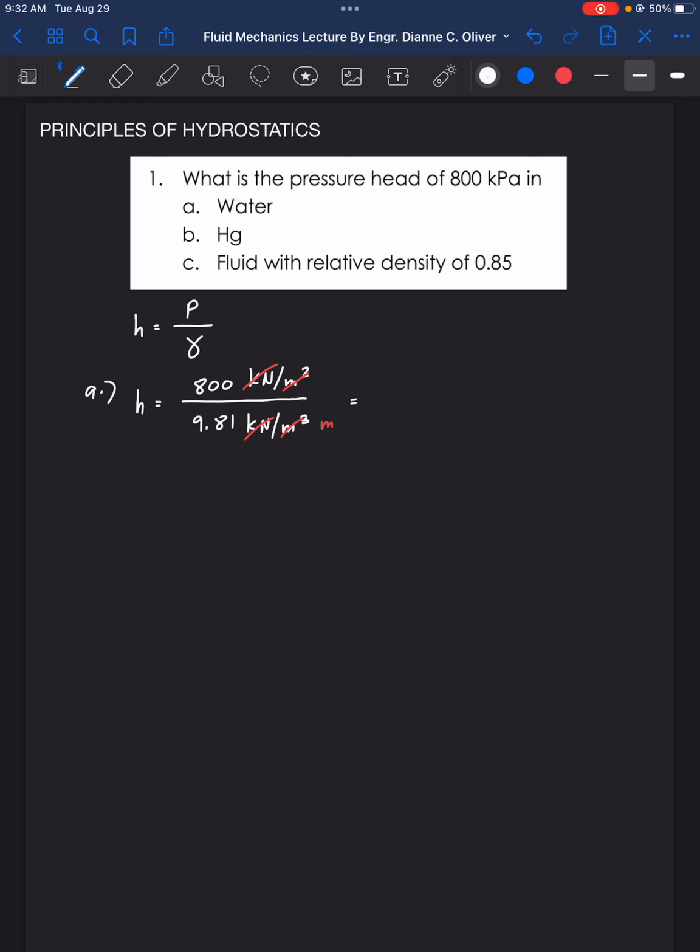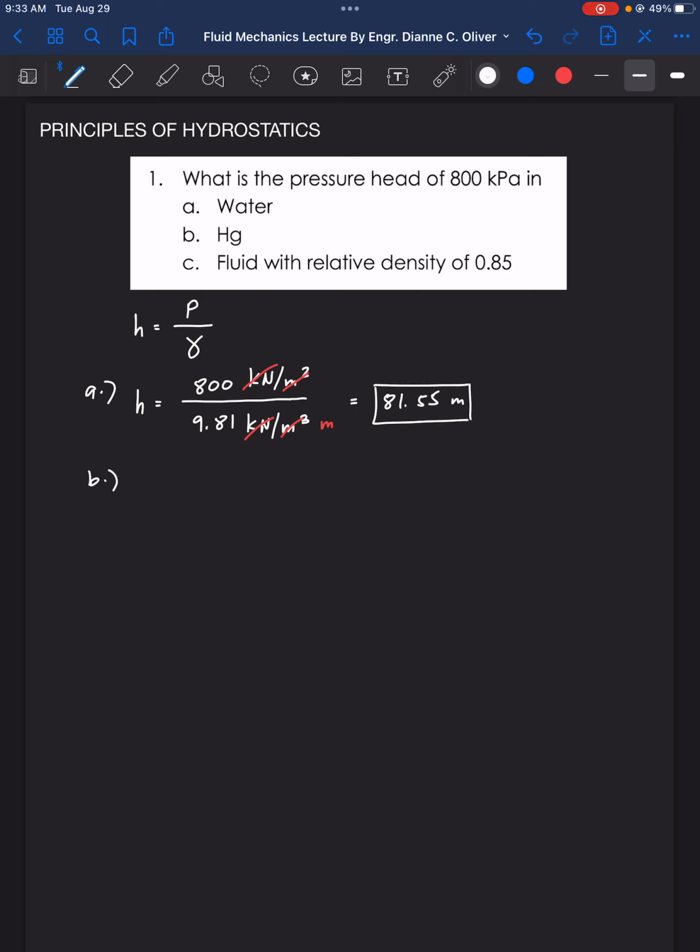We're looking for H in meters. So what is 800 divided by 9.81? That is equal to 81.55 meters. So that's the pressure head.